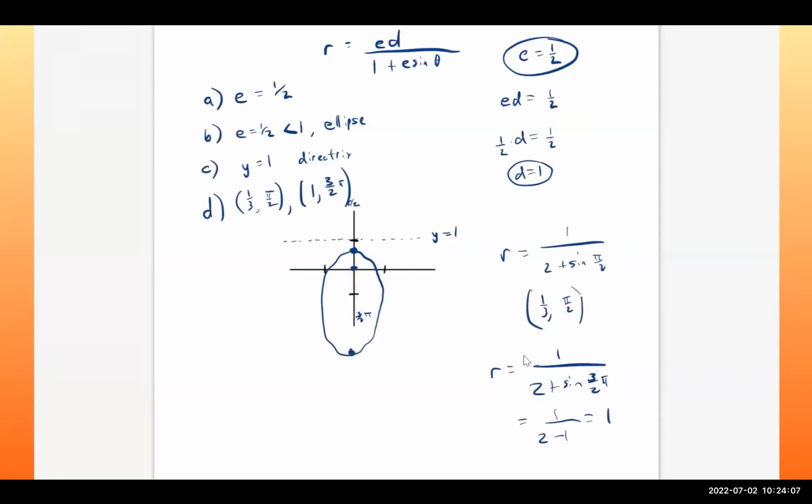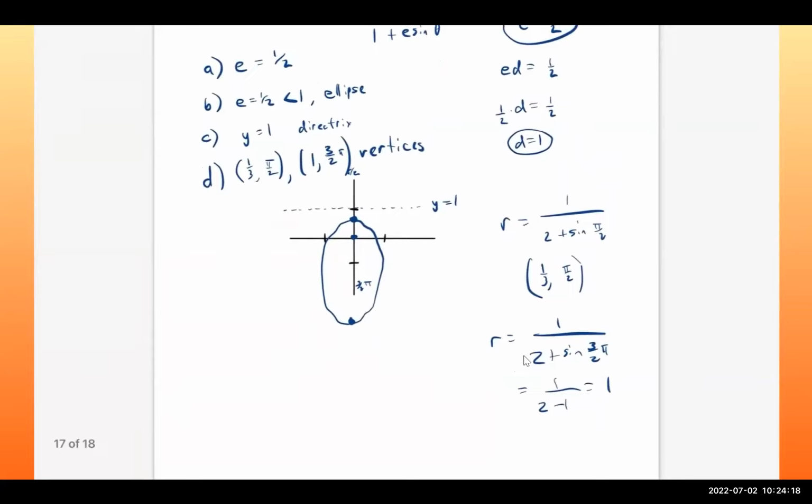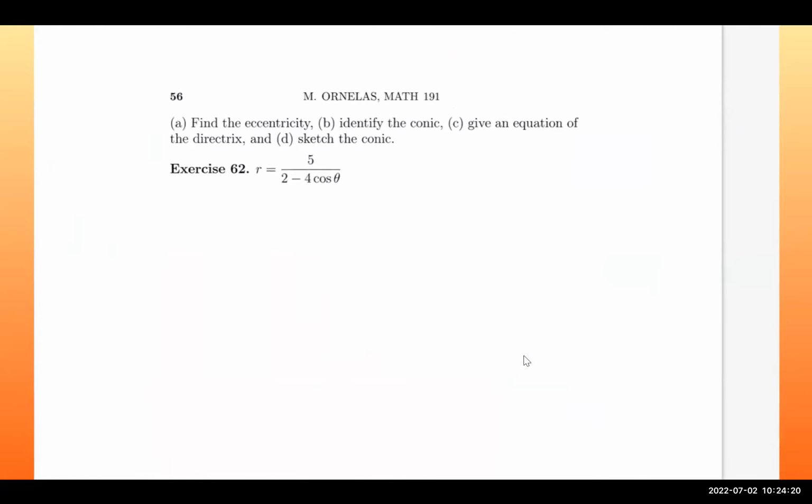Which makes sense because, well, this is not drawn to scale. So at the angle 3/2 pi, this would be distance 1 away. So it's not drawn to scale, but these are the correct vertices. All right, so I'll just write vertices next to them.